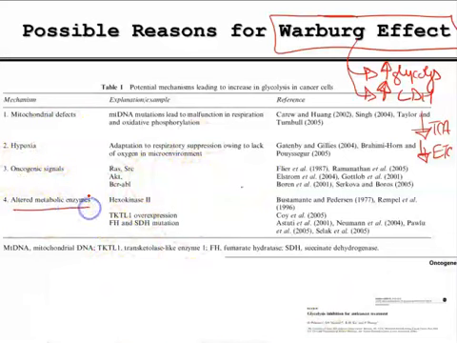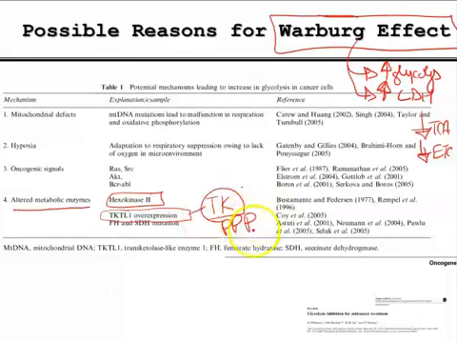altered metabolic enzymes. And so we have increased expression of hexokinase 2, which we did look at. And this increased expression of hexokinase 2 is going to drive glycolysis. We have increased expression of this TKTL1. This is transketolase that is important for the pentose phosphate pathway.